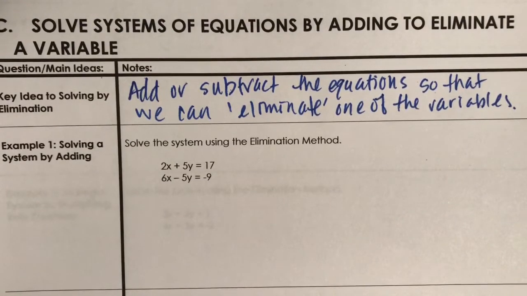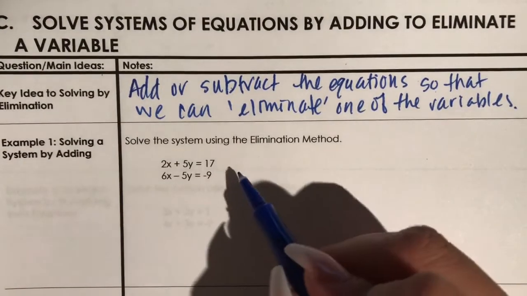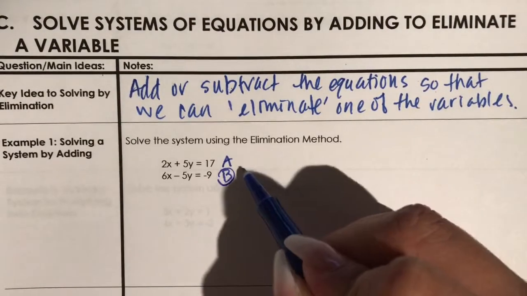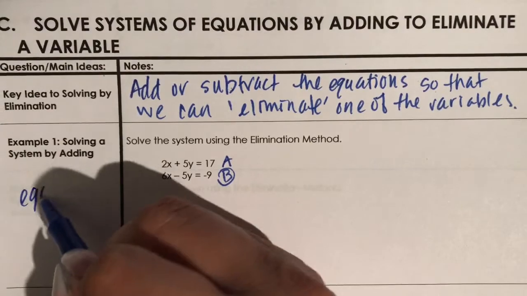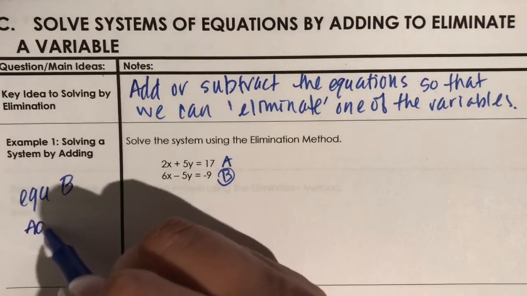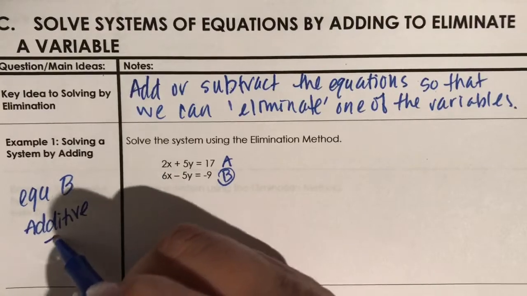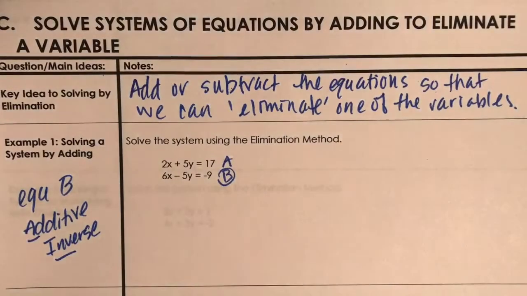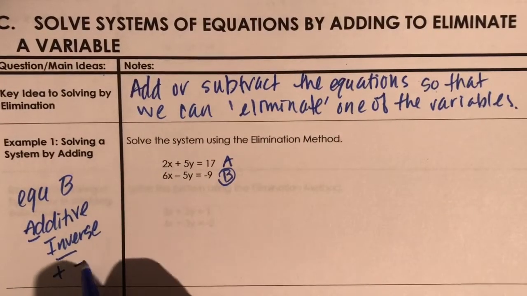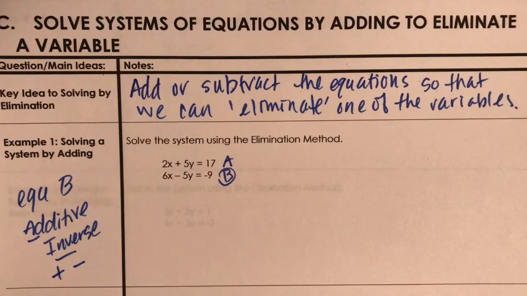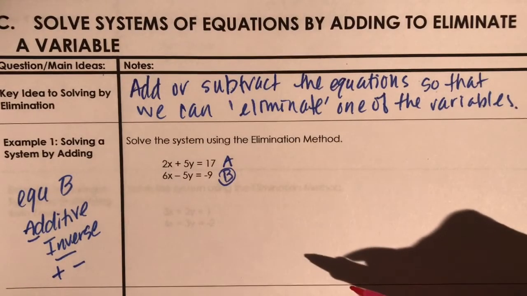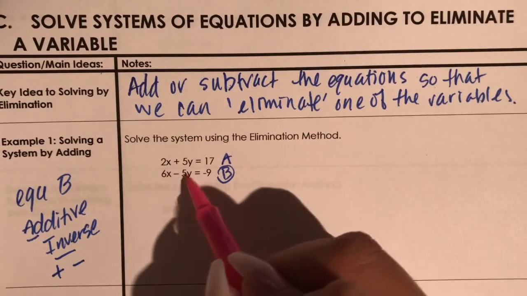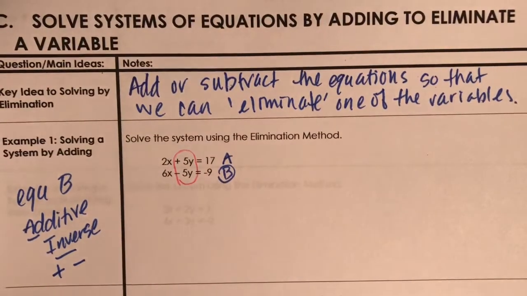So, example 1, solve the system by adding. Solve the systems by using the elimination method. And what I see here in equation A and equation B has the additive inverse. That means that it's going to be the opposite sign. So opposite from a positive is a negative. We're going to look at these two specifically for the additive inverse.